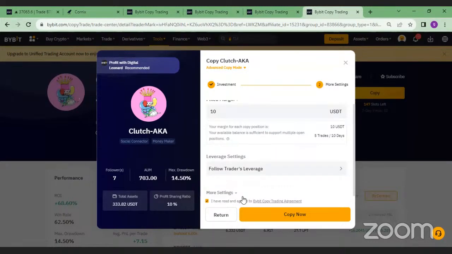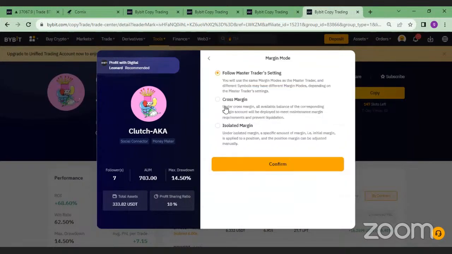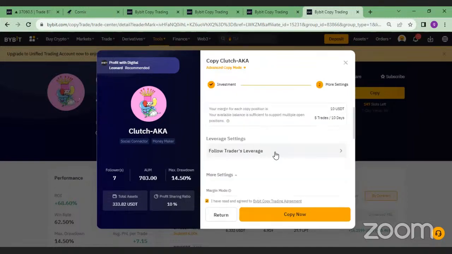Then the next thing, if I click on more settings, you see where it says margin. You can follow the master trader's setting, or you can click here and do your own margin. If you want to use isolated, even if the trader is trading on cross margin and you set this to isolated margin, your own account will just be on isolated margin. If you want to do cross margin, even if the trader is trading on isolated, your own account will be on cross margin. If you want to follow the trader, you just leave it as follow the trader's own.